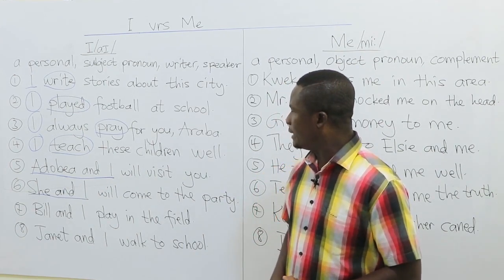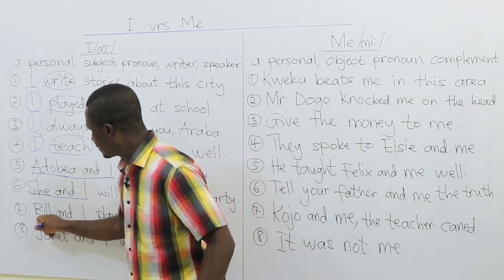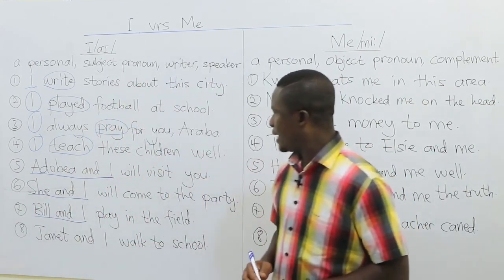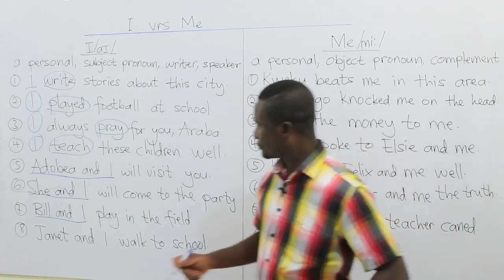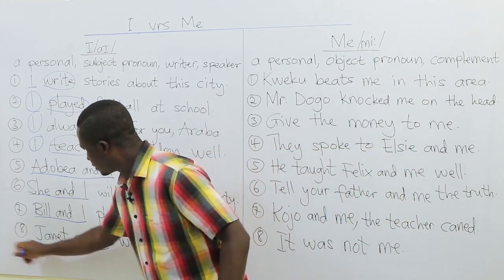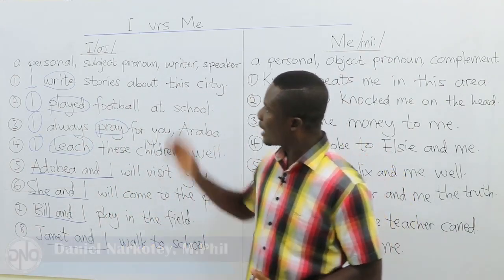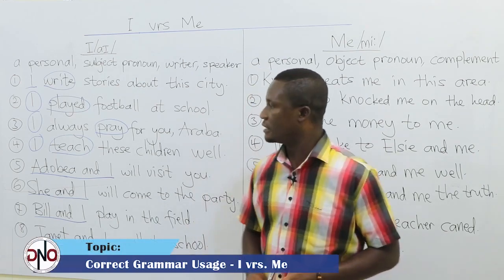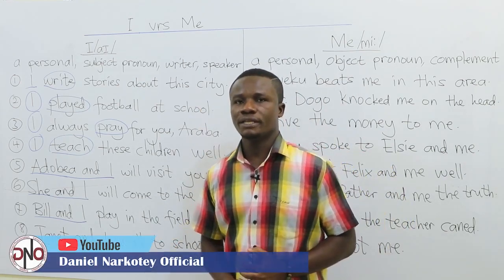7, Bill and I play in the field. Bill and I play in the field. 8, Janet and I walk to school. So Janet and I walk to school. Okay, so this is how I can be used correctly in sentences, and I'm very sure you did not have any difficulty with it at all.